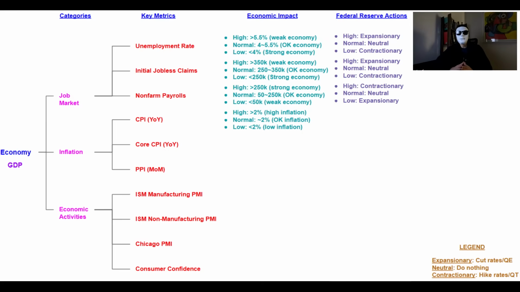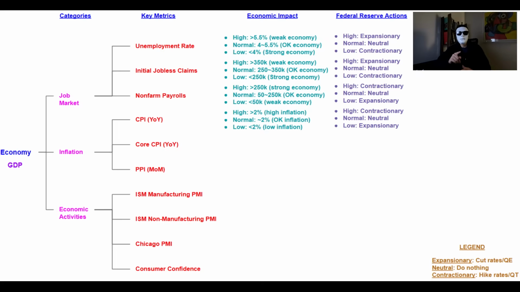Now, a small deviation from the 2%, like 10 to 20 basis points, may be okay, but generally, the Fed wants this number to be at 2%. Now, for the CPI, as you may be well aware, the Fed's actions will be contractionary if the CPI is high, and it'll be expansionary if the CPI is low.